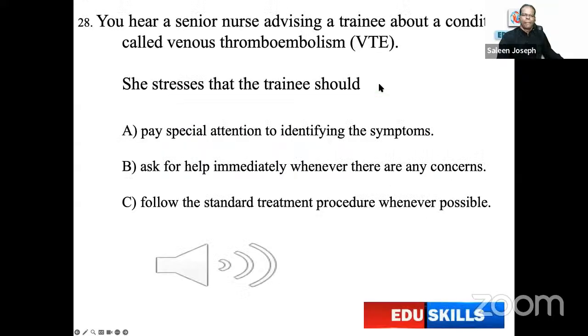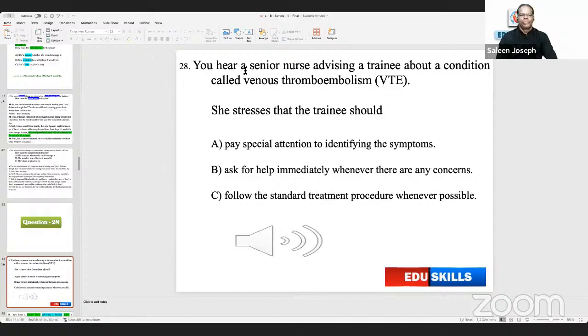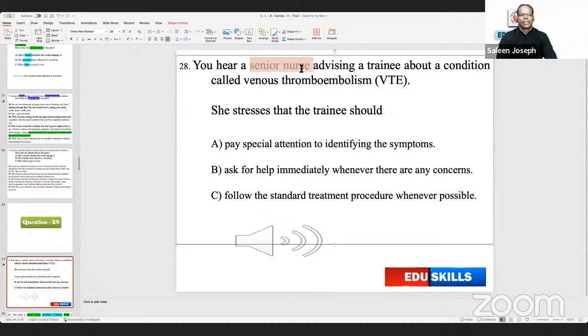Question 28. Come on now, hedging words in the question stem. You hear a senior nurse advising a trainee about a condition. Venous thromboembolism. About VTE. Okay, about VTE. Then the question, focus of the question.